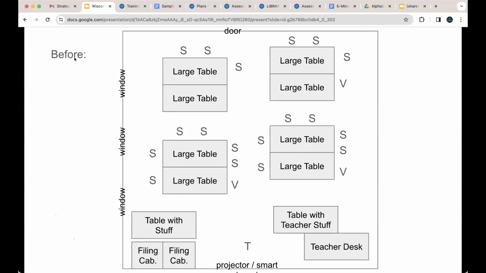So the before situation was that the teacher would stand here at the board displaying a lesson on the projector and do most of the talking and teaching up here, while the volunteer is kind of sitting quietly and occasionally helping students here.